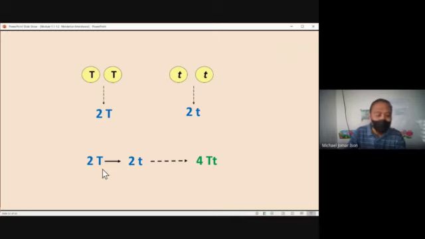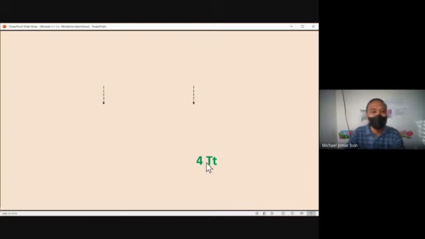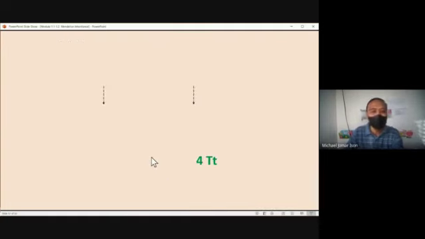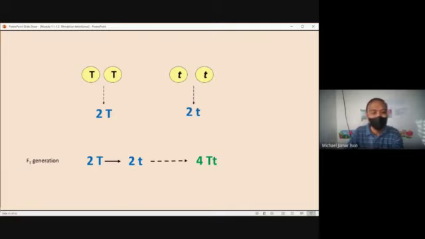So the big T is over here, the small t is over here, so combine them together, and then you multiply the numbers. 2 times 2 is equal to 4, and actually that's the same thing that we got a while ago in the Punnett square. So we have 4 of those big T, small t, or the heterozygote condition. So this can be a shortcut to make it a bit easier. Okay, so that's the F1 generation.